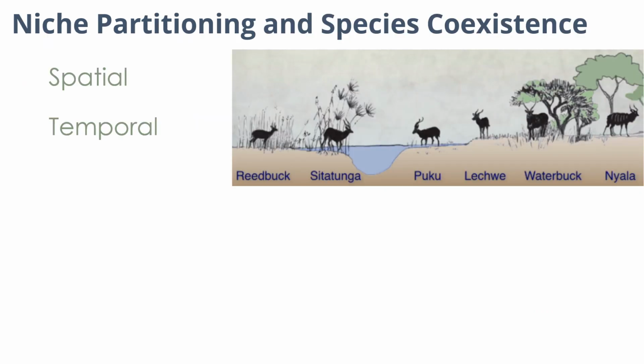There are diverse ways species can partition resources in a habitat. They can do this spatially, as we will see in African savanna grazing communities, where different species use different resources across space.